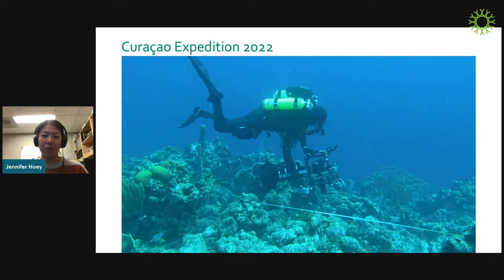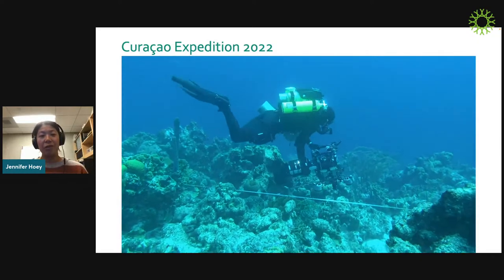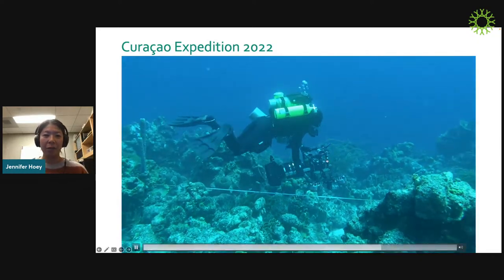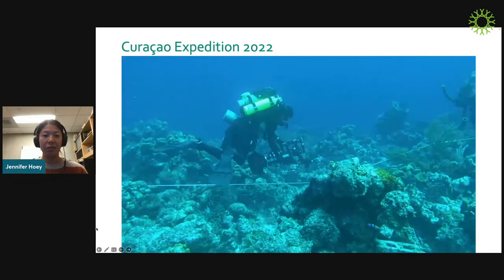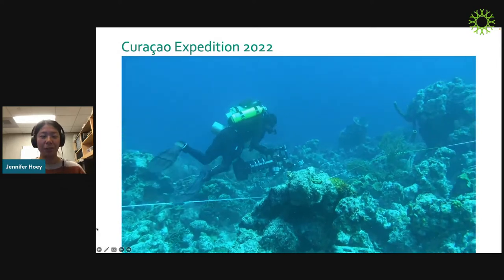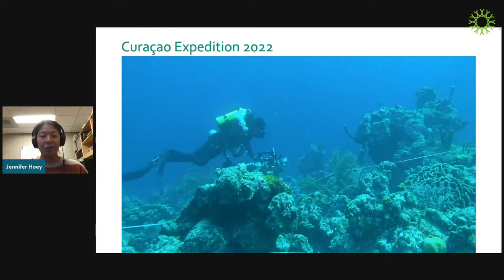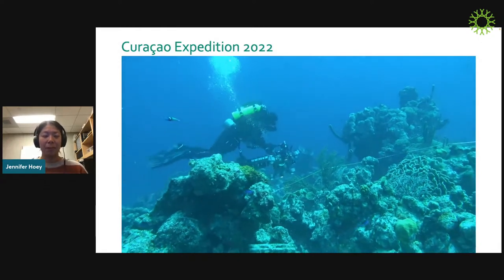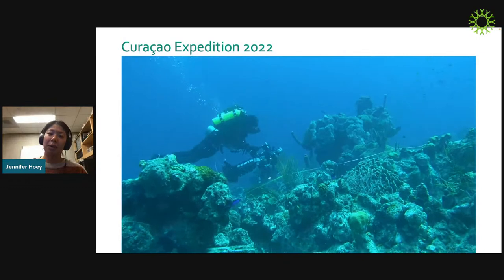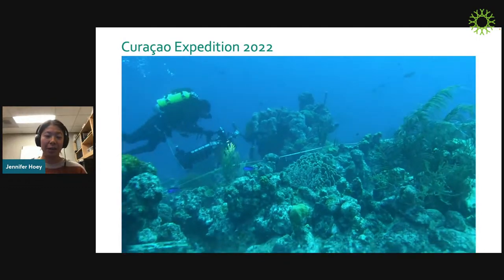And so when we image these plots of reef, we have a large camera, which is the thing on the front, and it's attached to a scooter, and it takes a photo every second. So that's what you're seeing when the strobes go off. And we swim this camera back and forth along the length of the transect several times.